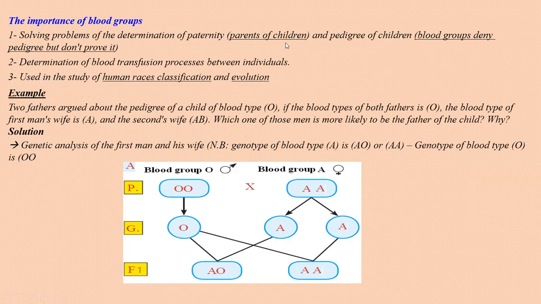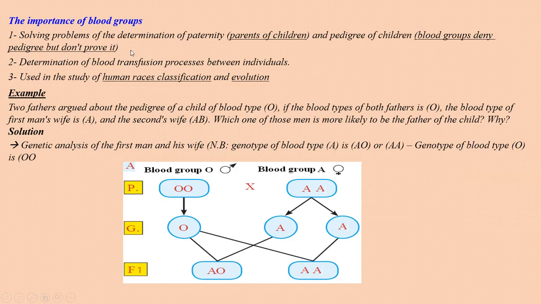Solving the problems of determination of paternity. This is the importance of the blood groups. What is the importance of the blood groups? Number one is solving the problem of determination of paternity, meaning the parents of the child. Okay, and pedigree of the children: blood groups deny pedigree but do not prove it.